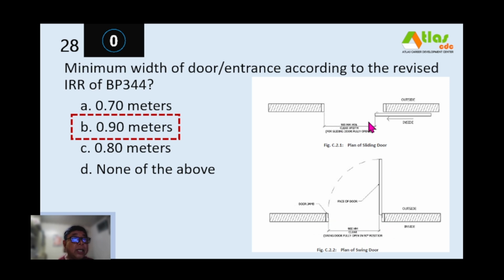No? Kahit sa sliding door, ang clear opening ay mula doon sa may pinto, no? Hanggang doon sa door jump. Hindi yung door jump to door jump. Ito talaga ay clear opening din ng pinto. No? Dati-rati ay 0.8 ang minimum.